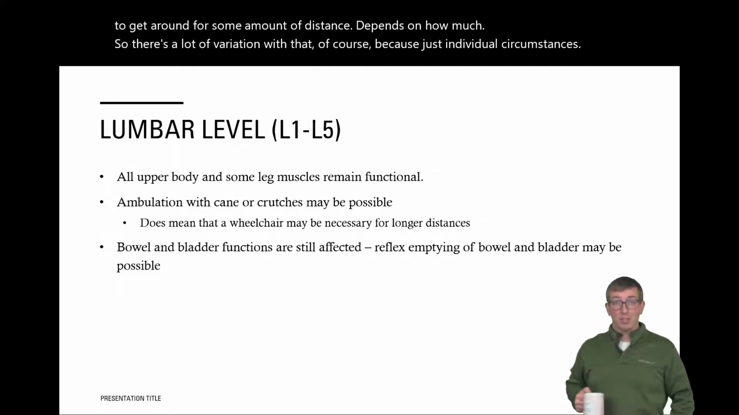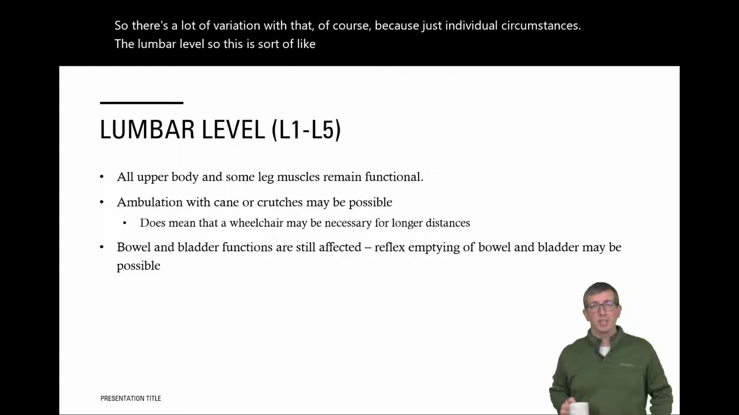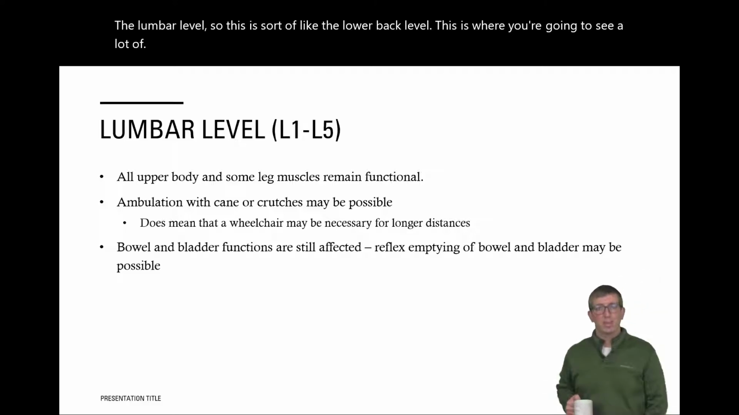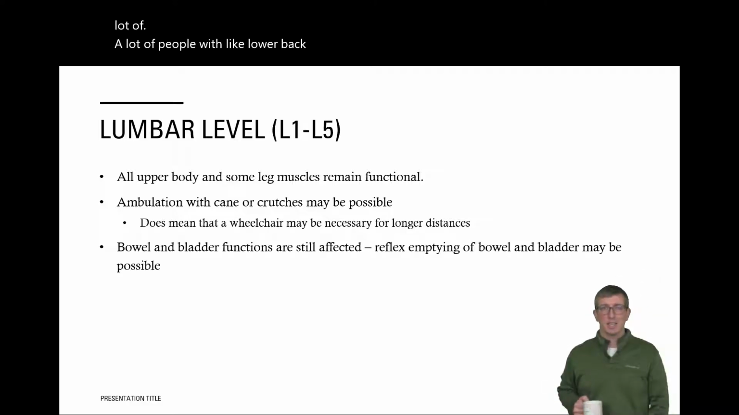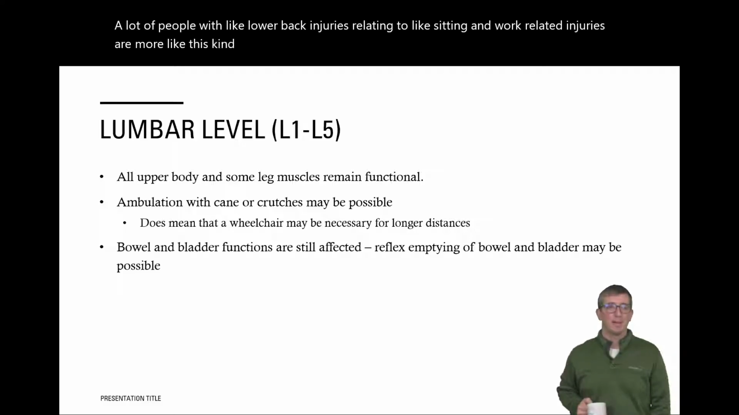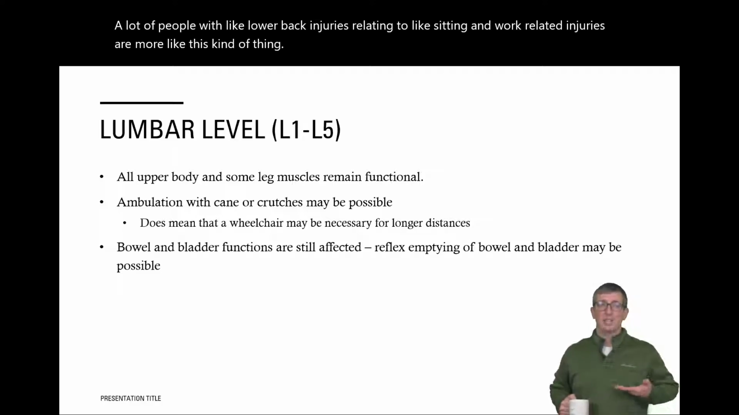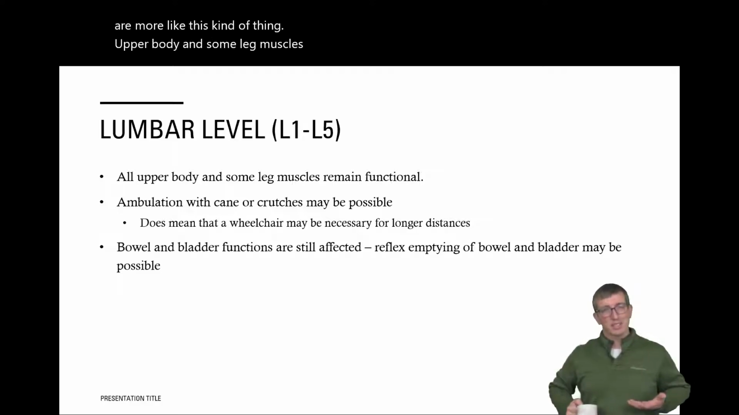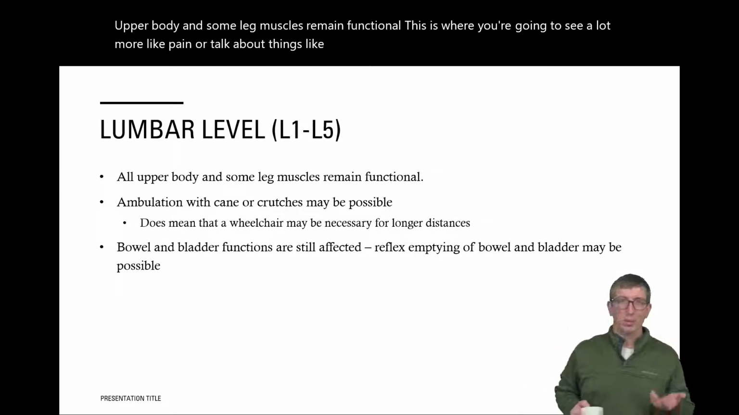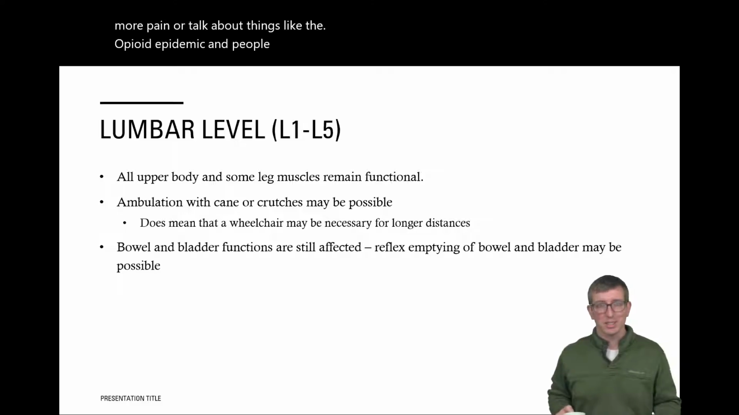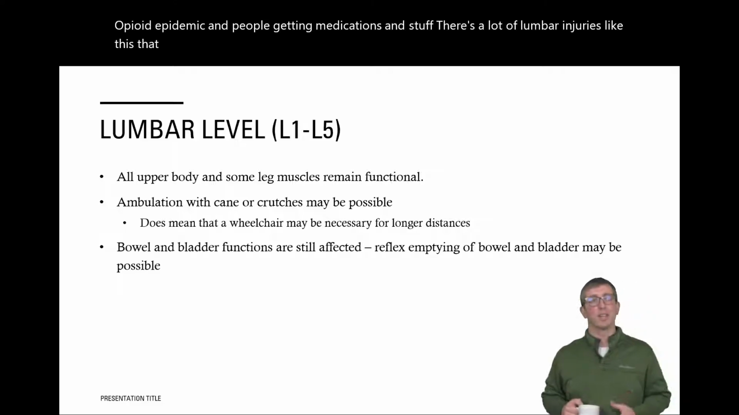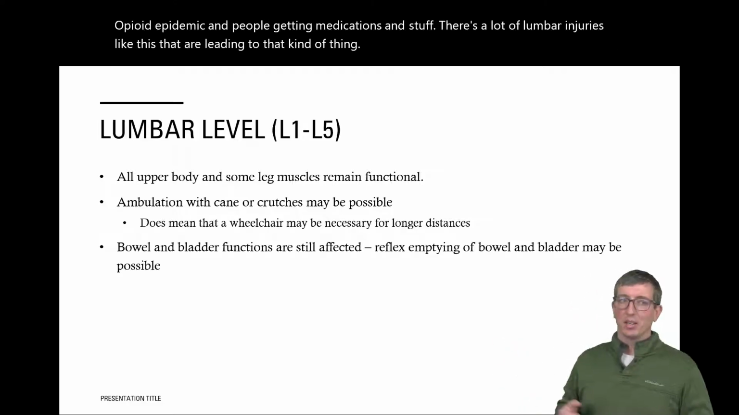The lumbar level, so this is sort of like the lower back level. This is where you're going to see a lot of people with lower back injuries relating to sitting, and work-related injuries are more like this kind of thing. Upper body and some leg muscles remain functional. This is where you're going to see a lot more pain. We're talking about things like the opioid epidemic and people getting medications and stuff. There's a lot of lumbar injuries like this that are leading to that kind of thing. Ambulation with cane or crutches may be possible.